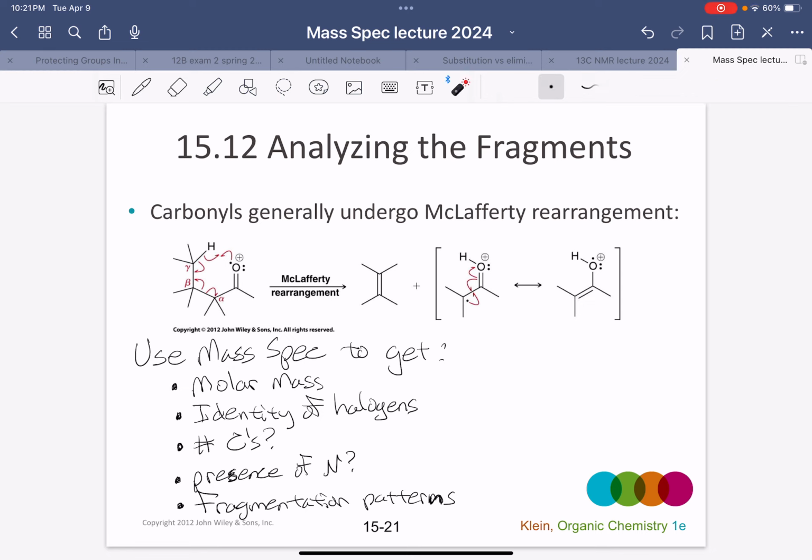All right, and these are kind of in the order that, I think maybe presence of nitrogen they'd use a little more frequently than number of carbons. But really, molar mass from the molecular ion peak, and then identity of halogens. That's going to be the big one. Remember, chlorine is 3-to-1, and bromine is 1-to-1, and iodine would be either a peak at 127 or a gap of 127 from your molecular ion peak to the next fragment peak.